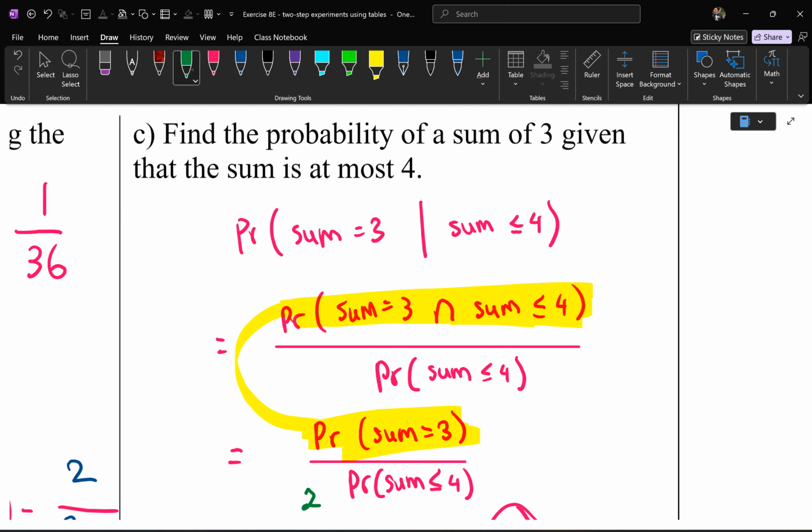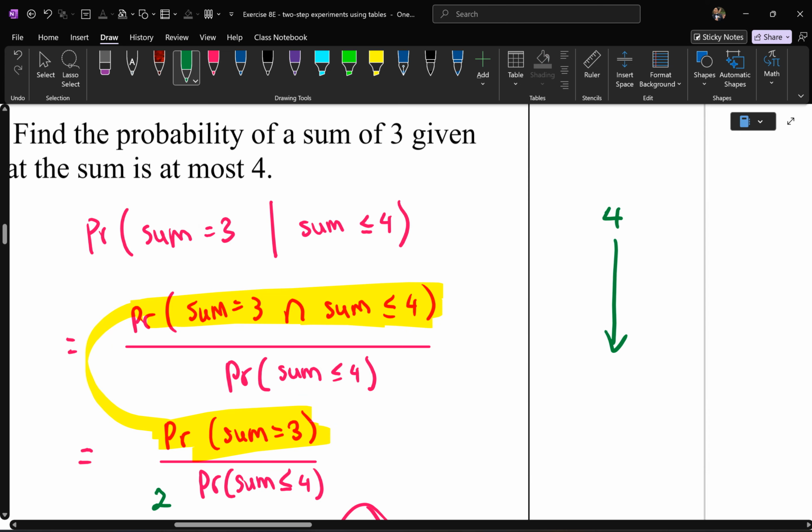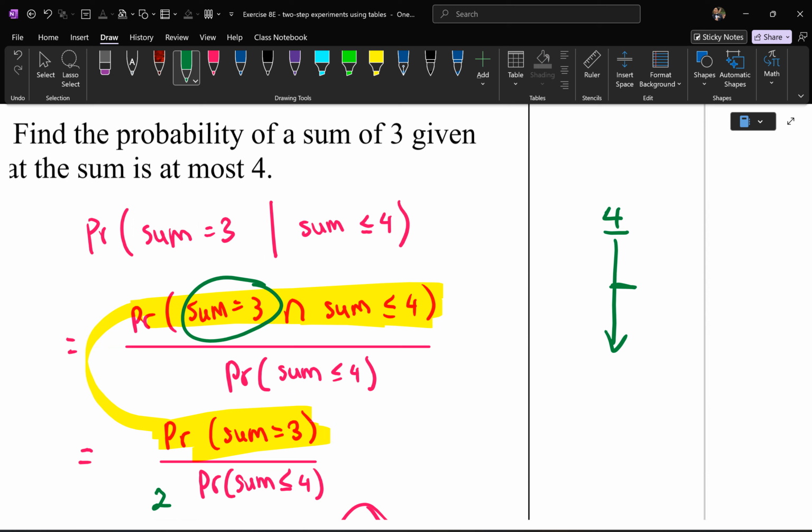These two are the same lines. Why? Because one is saying 4 or less, whilst this one is saying 3. So when I asked you where do they both occur at the same time, it's not when it equals 4, it's not when it equals 2 or 1. This is the only time where sum equals 3 and sum less than or equal to 4 are the same. So that's why its probability of the sum equals to 3. Okay, so that line is key to understand.